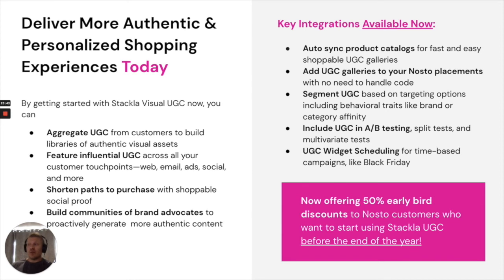You're able to shorten that path to purchase, create that shoppable social proof by connecting products with content and letting people click through the content to make a purchase. And then you're able to start building your own communities of brand advocates, inviting people to join your community, creating content briefs, letting people respond, and generate some great quality content. You can do all that today.